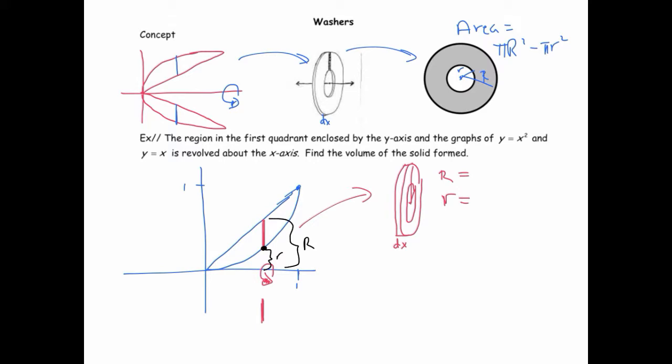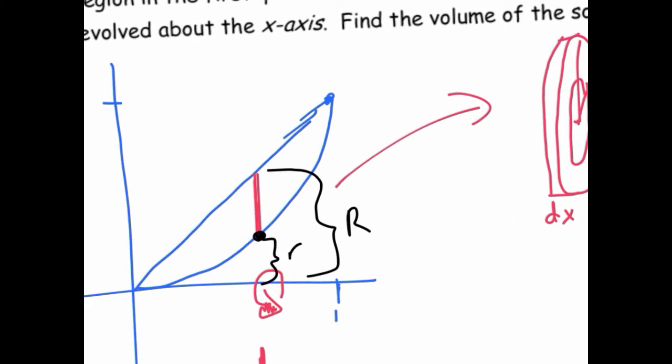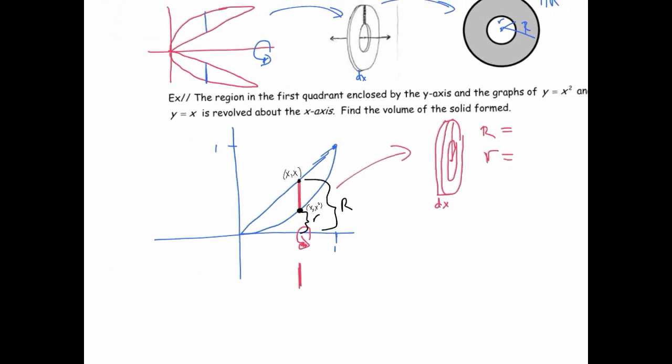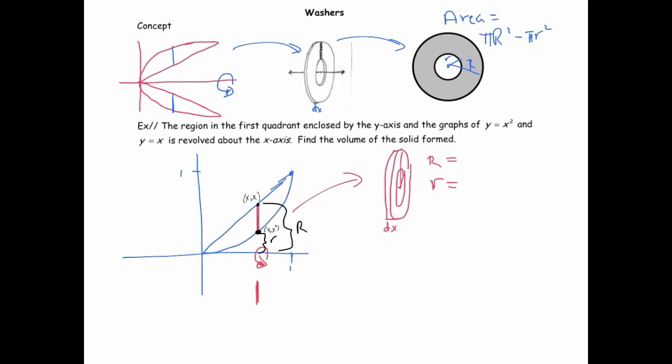So I'm going to zoom in and draw that. And while I'm at it, I'll draw the coordinates of this point, which will be important. That has coordinates x comma, and it's the curve y equals x, so it's (x, x). Notice that I named the points in terms of x because I drew a vertical rectangle. I'm integrating with respect to x, which means I've got to name everything in terms of x. So what that means is little r is going to be that y coordinate, which is just x squared. And big R is going to be x.